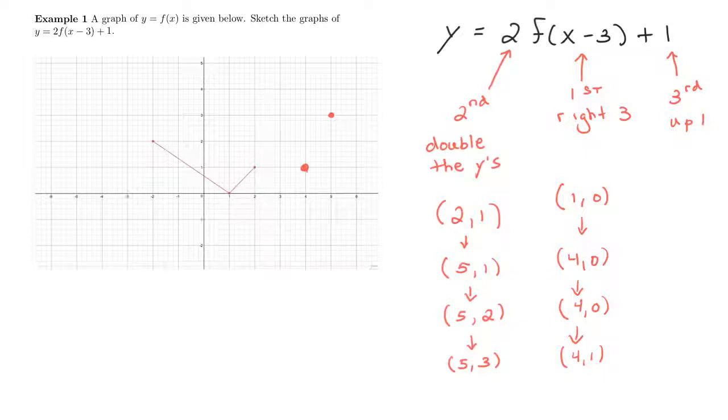And the last point is here. This is negative 2, 2. If I know where this point goes, I know what the entire graph is going to look like. Following the same procedure, if we add 3, it's going to go to 1 comma 2. Then if we double the y value, it's going to go to 1 comma 4. And then if we add 1, it goes to 1 comma 5. So the point goes 3 places this way, we double the y value, and then we add 1. And this is my graph. It's the same shape, it's just been stretched. It's moved 3 places to the right, and it went up 1 place for the final step.